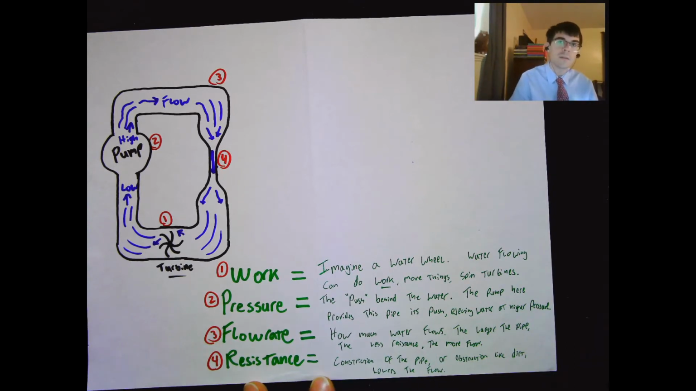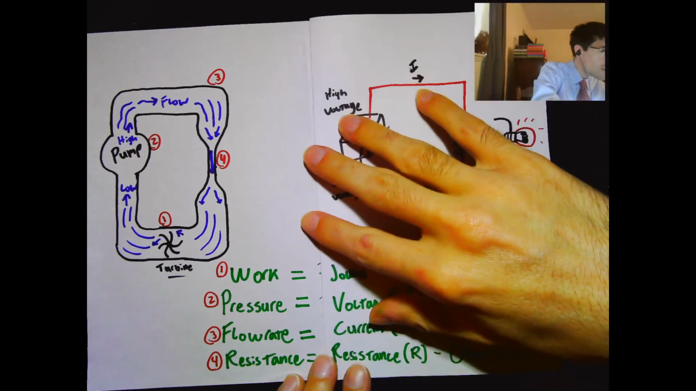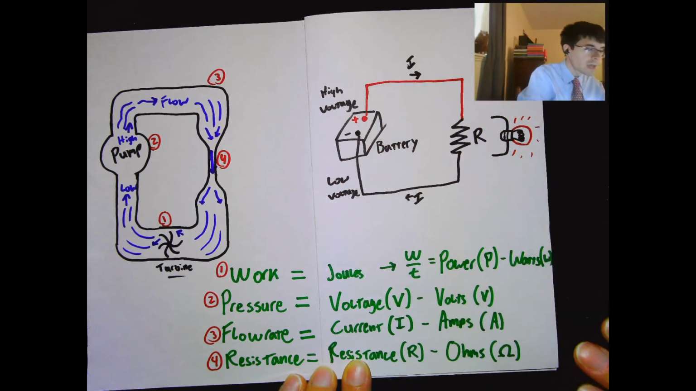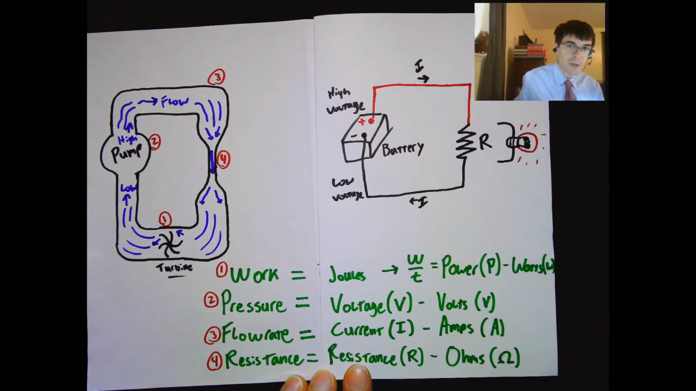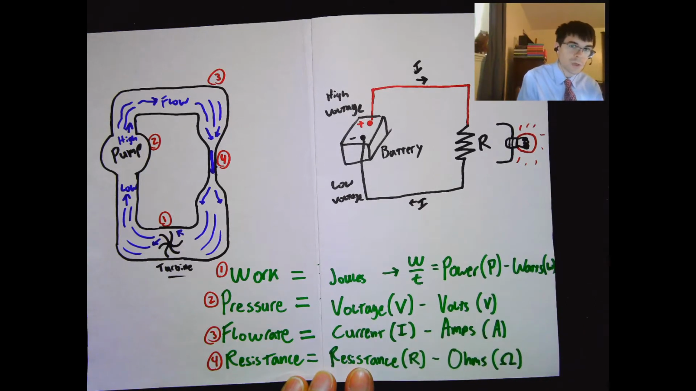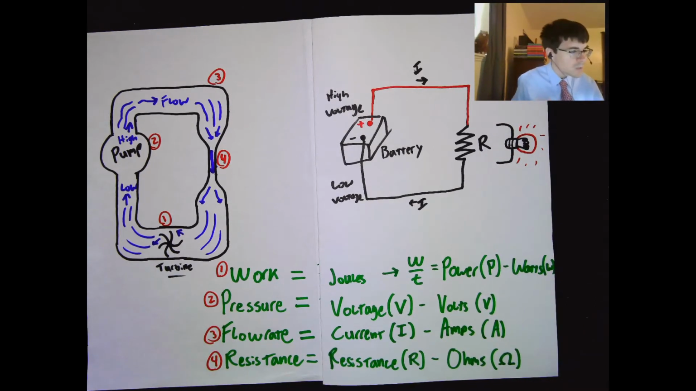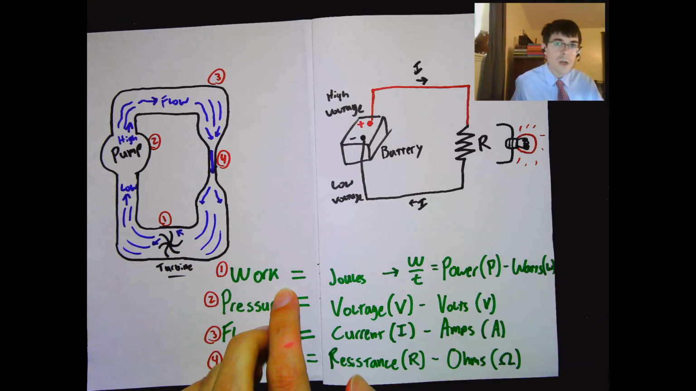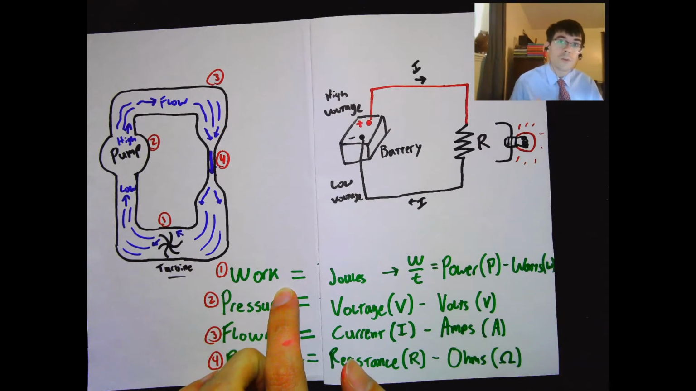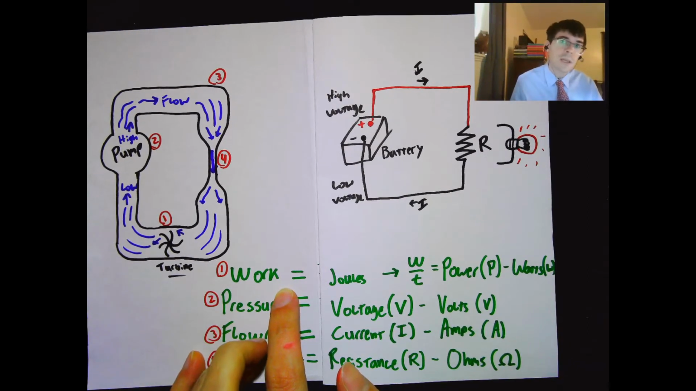Now again, this is a simplified analogy, but we're now going to come over and look at what a battery is in a circuit and how a simple electrical circuit might work, and draw the analogies between the two of these, okay? So the first thing I want to point out is we're talking about work. Water moving through a pipe can do work. Well, so can electricity moving through a wire.